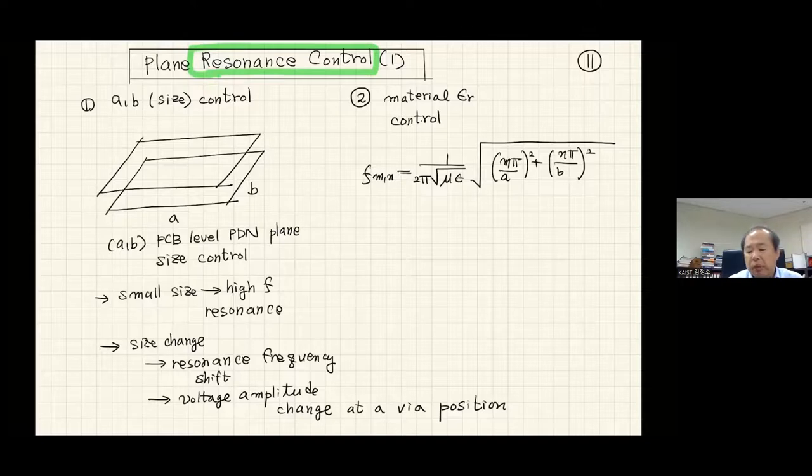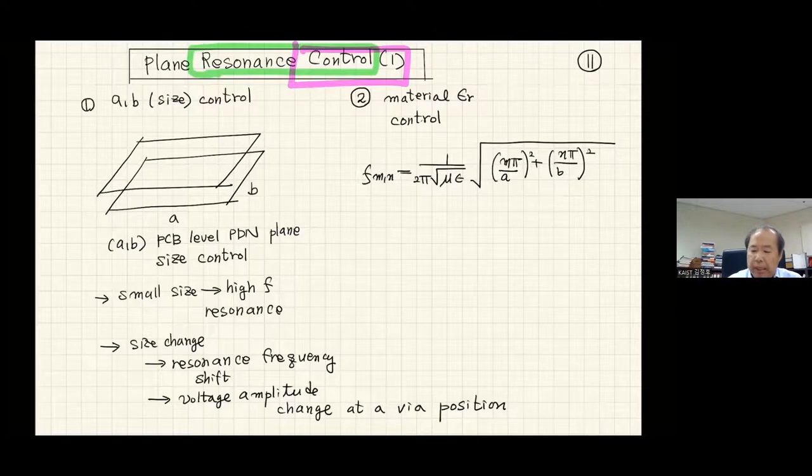Now we have a good understanding of this plane resonance, power plane resonance. Now I'd like to discuss how we are going to control it. We cannot remove it absolutely. There are always going to be some resonances. That's why I'm using the terminology "control."